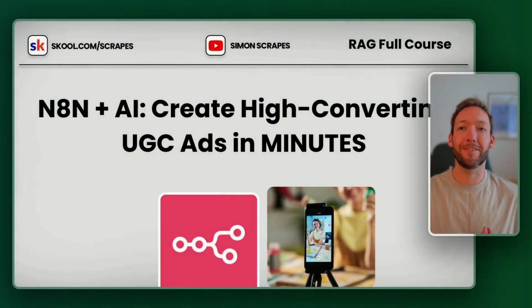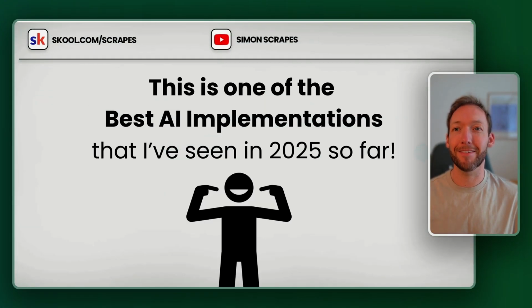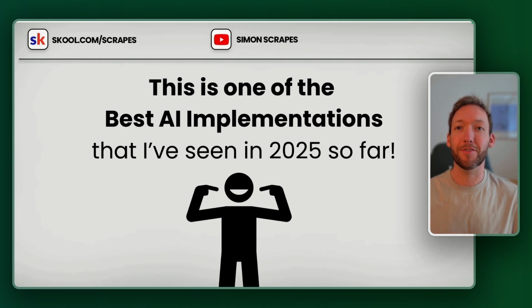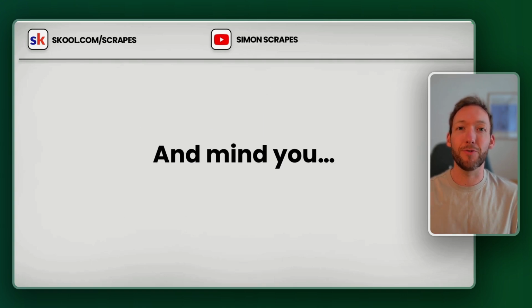Create high converting UGC ads in minutes. This is probably one of the best AI implementations that I've seen in 2025 so far. And mind you, I've implemented over 150 workflows in N8N, and I run a top rated automation agency where I implement these flows for other businesses.